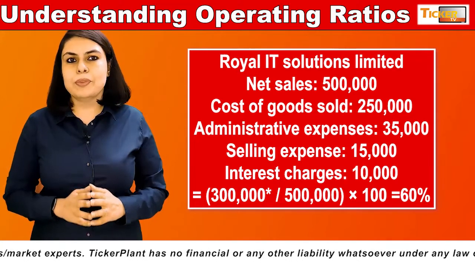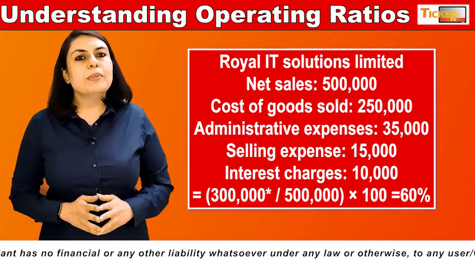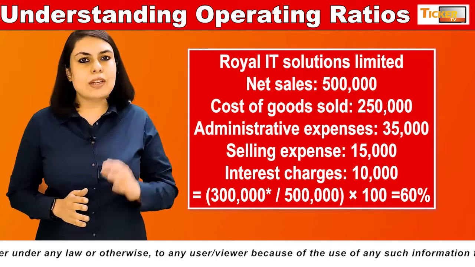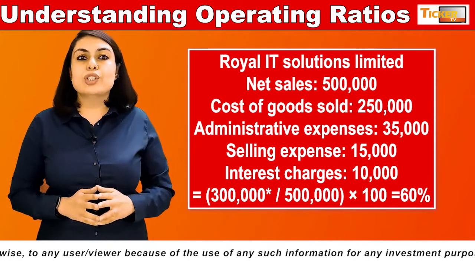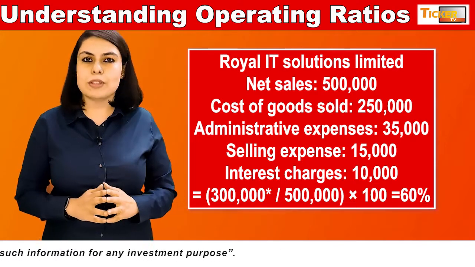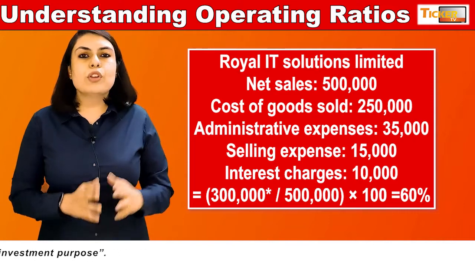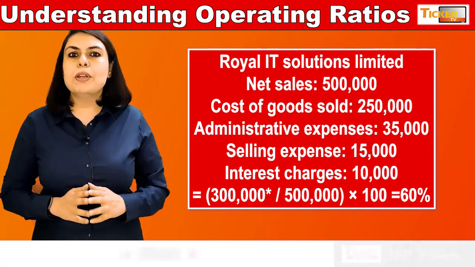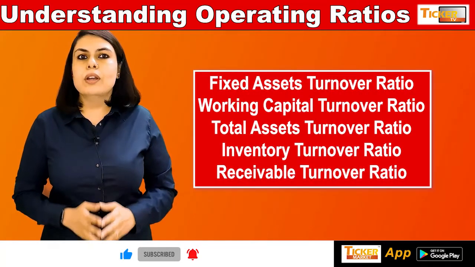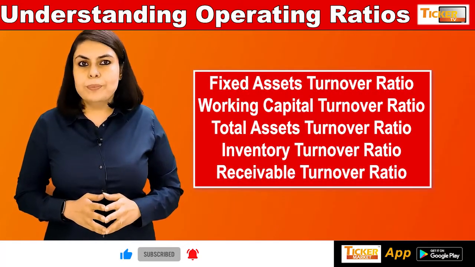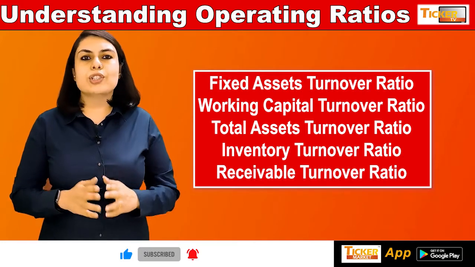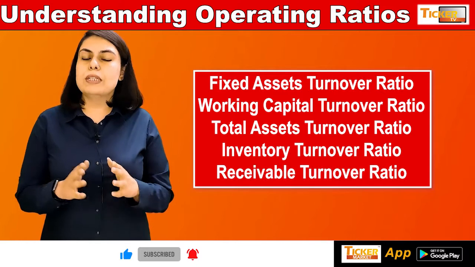It means 60% of the sales revenue would be used to cover the cost of goods sold and other operating expenses of this company. The ratio should be compared with the company's past years' ratios and also with the ratios of other companies in the same industry. An increase in the ratio should be investigated and brought to the attention of management as soon as possible. The operating ratio varies from industry to industry. Some of the popular operating ratios are fixed assets turnover ratio, working capital turnover ratio, total assets turnover ratio, inventory turnover ratio, and accounts receivable turnover ratio.